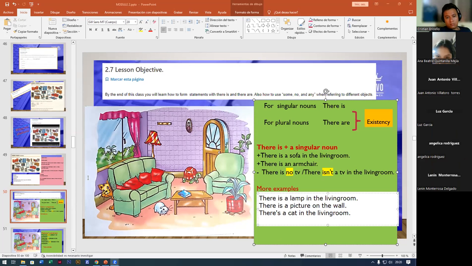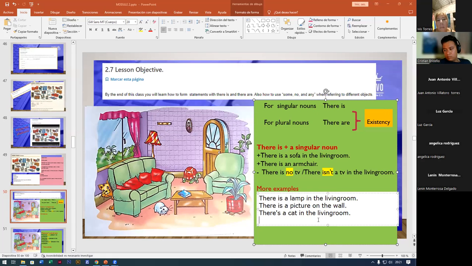Now give me a negative example. Who can give me negative? Ana Beatriz. Tell me something that you do not observe in that area. There is not a chair in the living room. Okay. There isn't or there is no. There is no chair in the living room. Or there isn't, right? There isn't a chair in the living room. That's good. That will be for the negative.